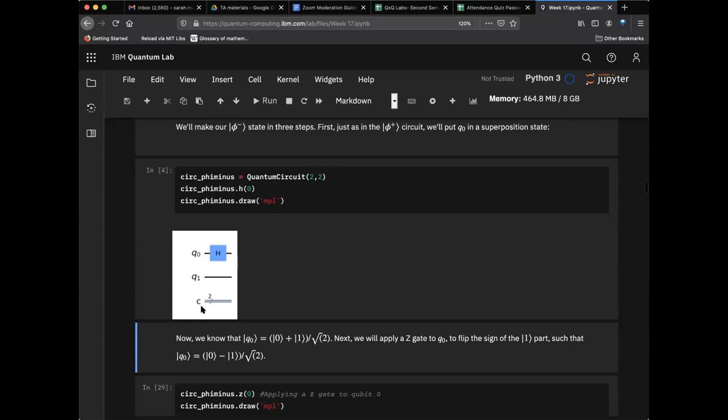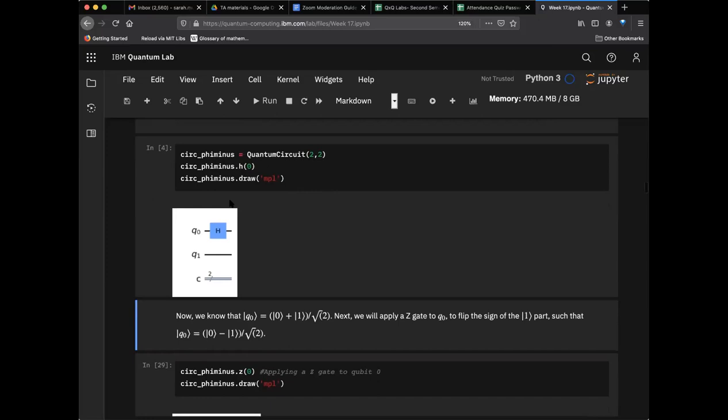You can see they fixed the printing for the classical bits since last week. This was really ugly last week, and now it's very clear to read. All we've done is initialize 2 qubits and 2 classical bits, 4 total bits, and put a Hadamard gate on qubit 0.